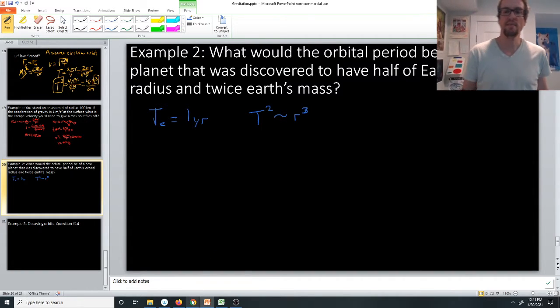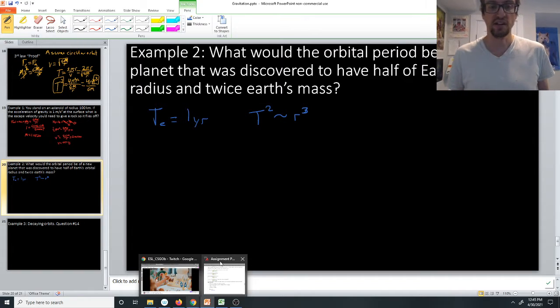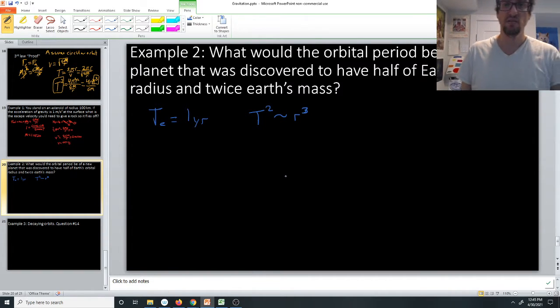What that means is that the mass of this object is unrelated. It doesn't matter. All it matters is the fact that we've got this change in the radius. So basically what I'm saying is that if we have the radius of the Earth, so 1 year squared is proportional to the radius of the Earth cubed.